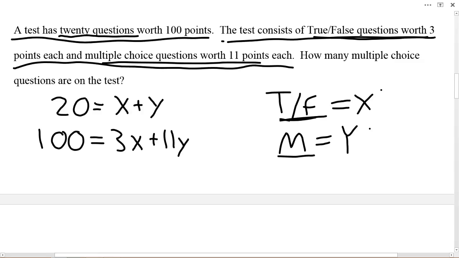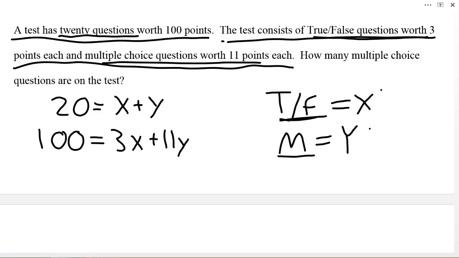Okay, so let's look at our second equation. Let's maybe look at it a little closer so you guys understand why I wrote it this way. For x, that's true and false. So depending on the amount of true or false questions, they're each worth 3 points. That's what I'm saying right here. And then if you look at the other variable, y, that's multiple choice questions, right? So depending how many multiple choice questions we have, they're each worth 11 points. So if we add the amount of points we have for multiple choice and the amount of points we have for true and false, we should get to our total score of 100 points. Okay, so that's how we write these two equations.